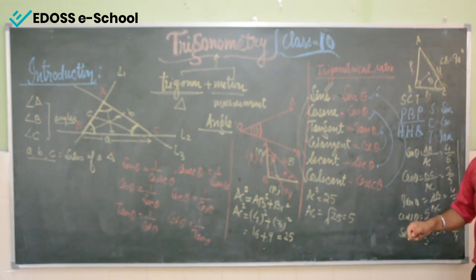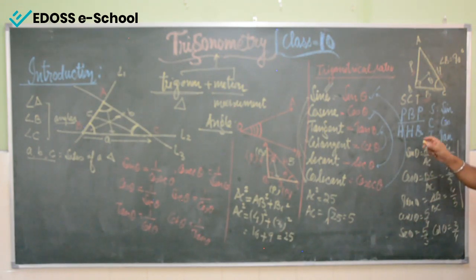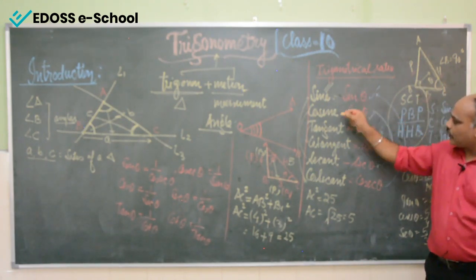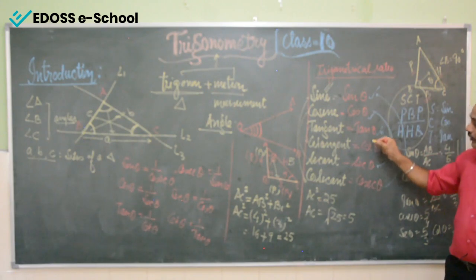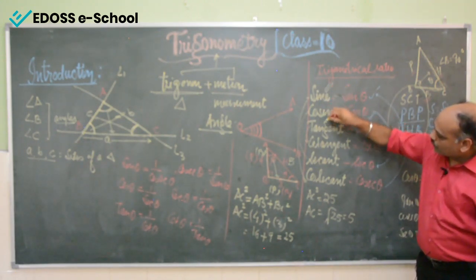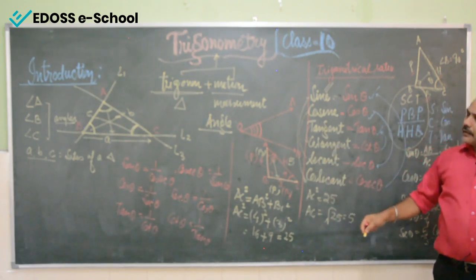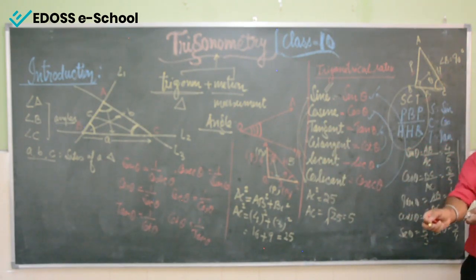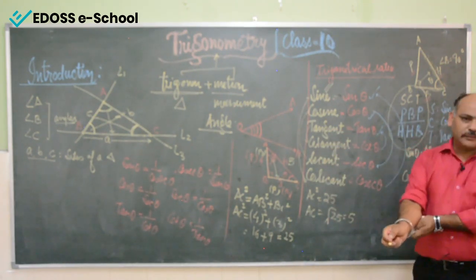In this case, this is the key point. You have to remember it: sine theta, cos theta, tan theta, cot, sec and cosec. You have to remember it like this only: sine, cos, tan, cot, sec, cosec. This was all about the trigonometry. This is the introduction of trigonometry.